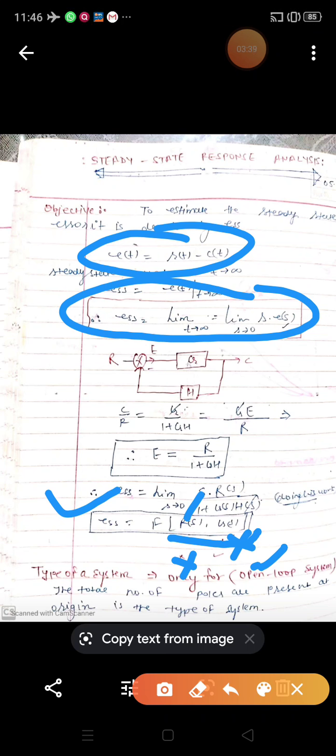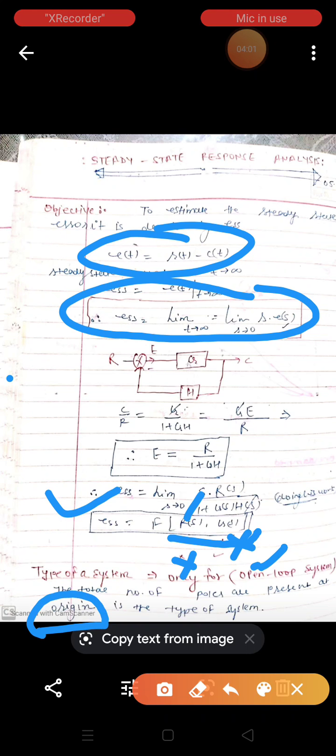To analyze the steady state error, I will discuss two things as earlier, starting with the type of a system. First, I would like to make clear that the type of the system can be analyzed only for the open loop system, and it is defined as the total number of poles present at the origin. The important highlighted line: the number of poles at the origin is the type of the system.